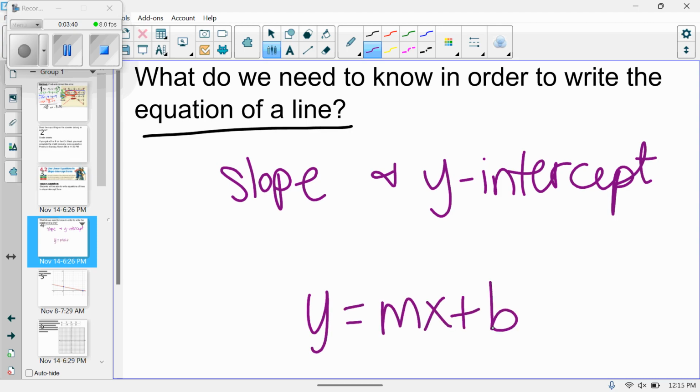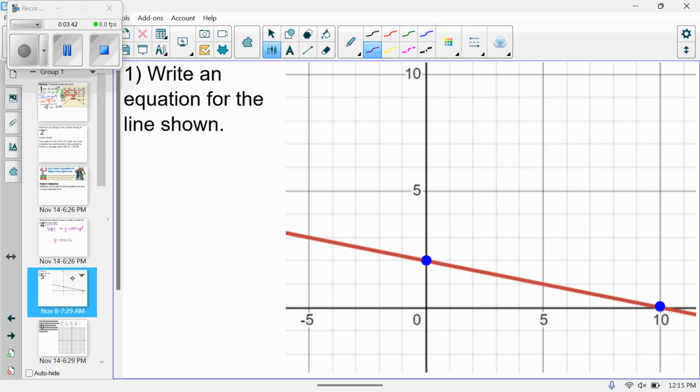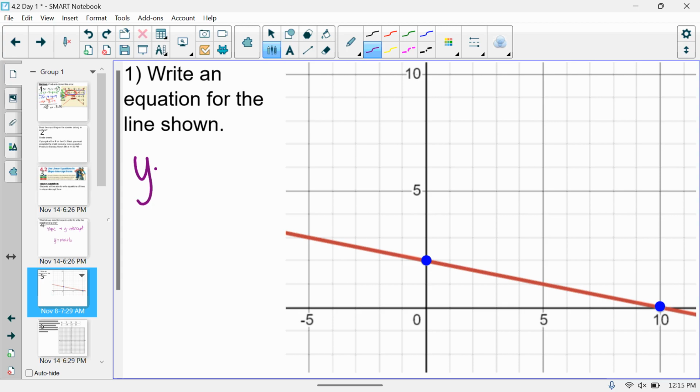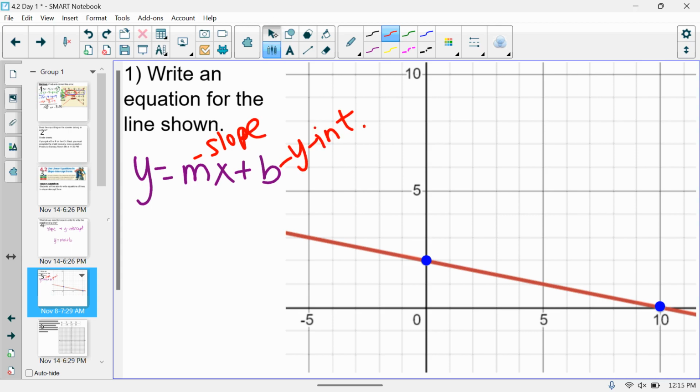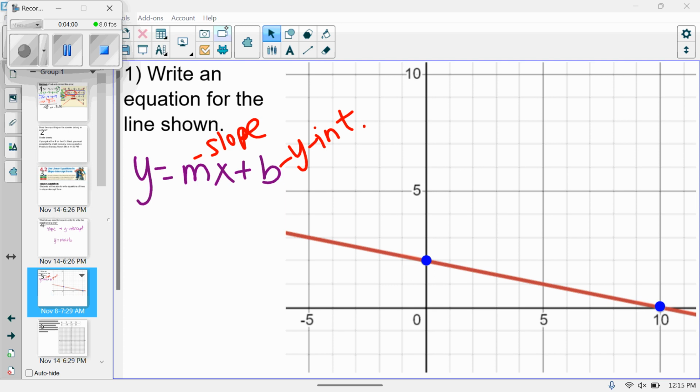Perfect. Okay. So, quick review problem. This is just like yesterday's lesson. We're not getting into anything new yet. Write the equation of the line shown. So we know our answer will look like this, but we're going to have to find the slope and the y-intercept first. So you take a minute and do that. Find your slope, find your y-intercept, write the equation form here.